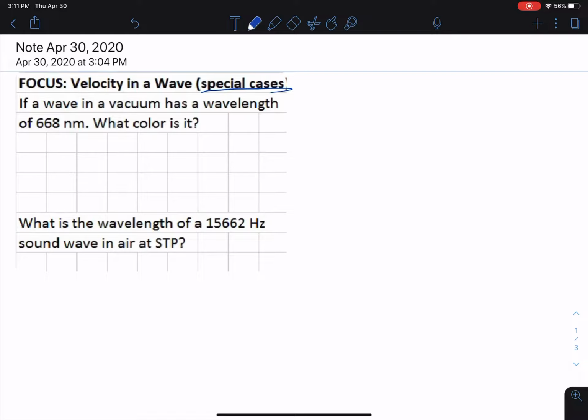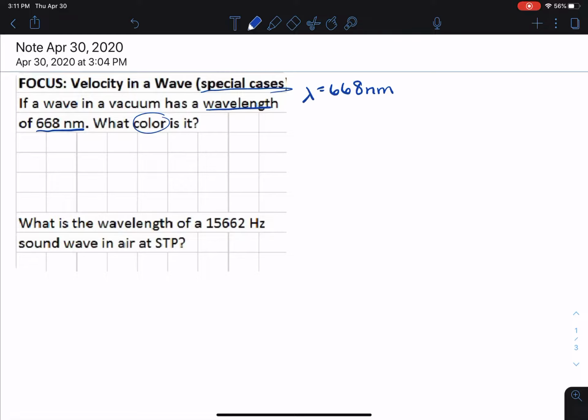It says, if a wave in a vacuum has a wavelength of 668 nanometers, what color is it? Upon reading that, you find that there's really only one number that we know, which is wavelength, and it's also given in nanometers. So we're going to have to think about that when we use it, and we want to know color.